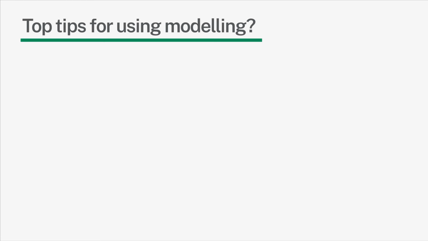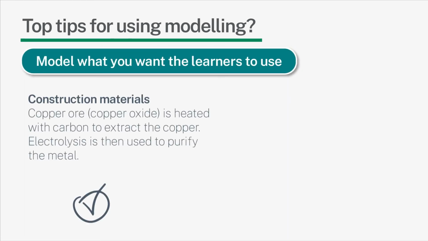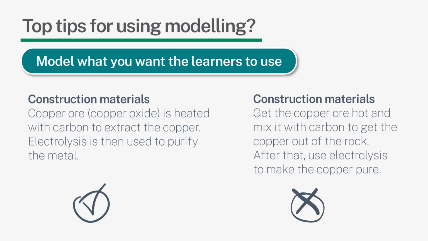A top tip for using modelling is to model the language that the learners should ideally produce, rather than a simplified or colloquial version of it. In the first example on the left, we can see use of academic language often used in science, such as the passive voice and subject-specific vocabulary. These features are missing from the second example, so would not model the language that learners need to be able to talk or write about this subject appropriately.